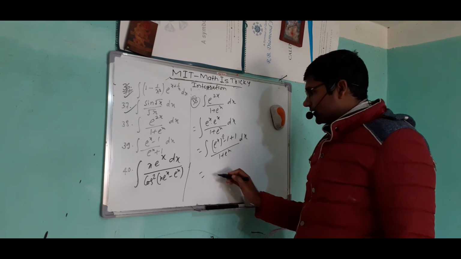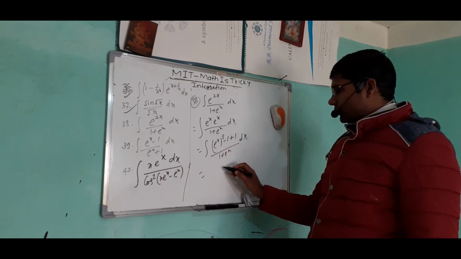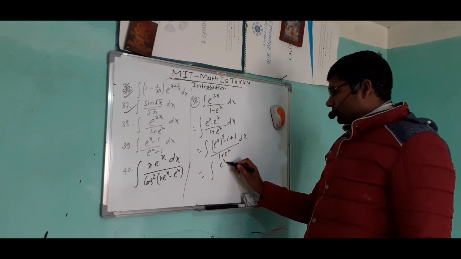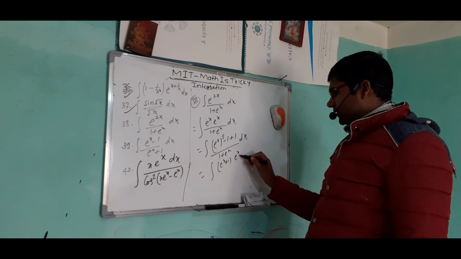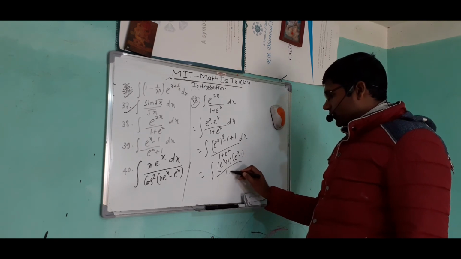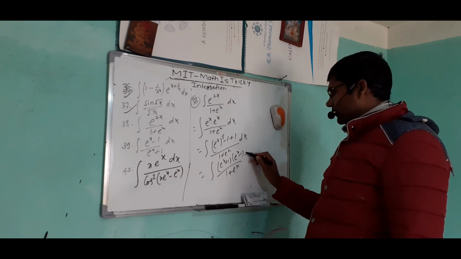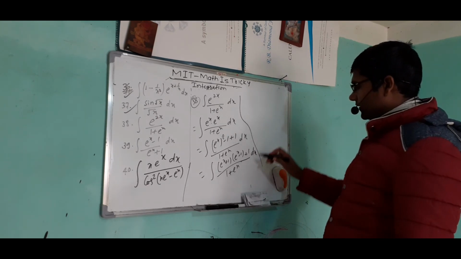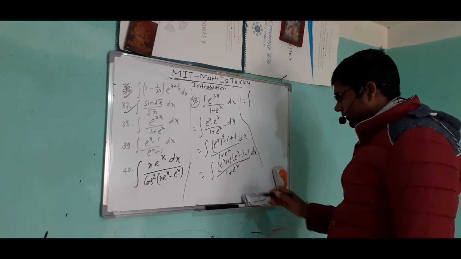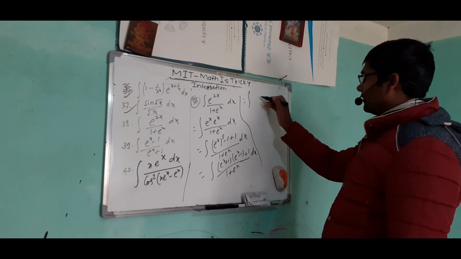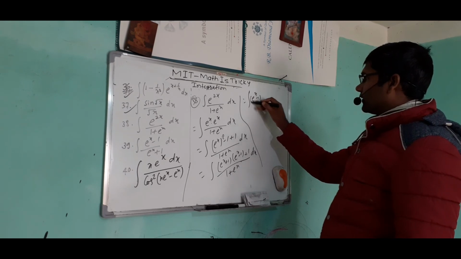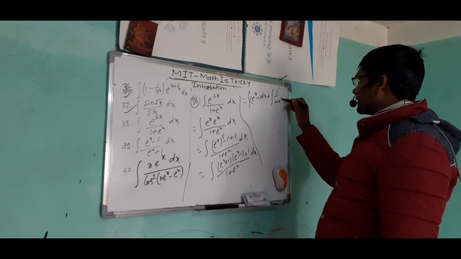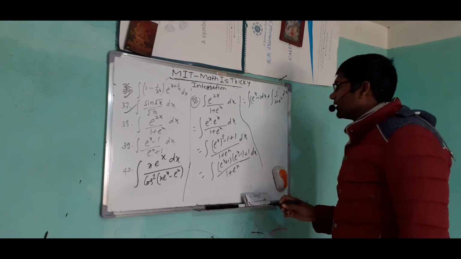So what do we get here? a squared minus b squared formula. We can write (e^x + 1)(e^x - 1) over 1 + e^x, and plus 1 is here, dx. So by simplification we will be getting the answer as this. The terms will be cancelled, so it will be (e^x - 1) dx plus again 1/(1 + e^x) dx. So what can be done?